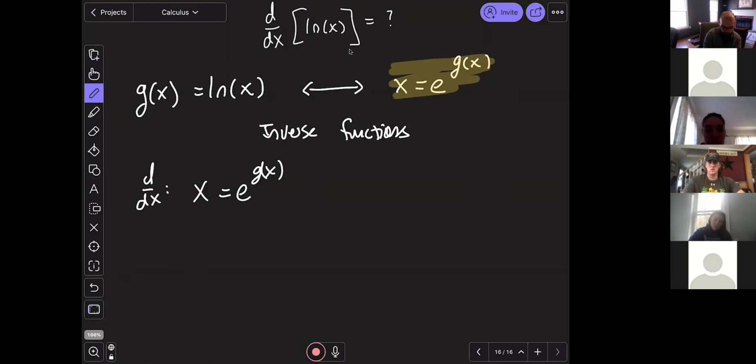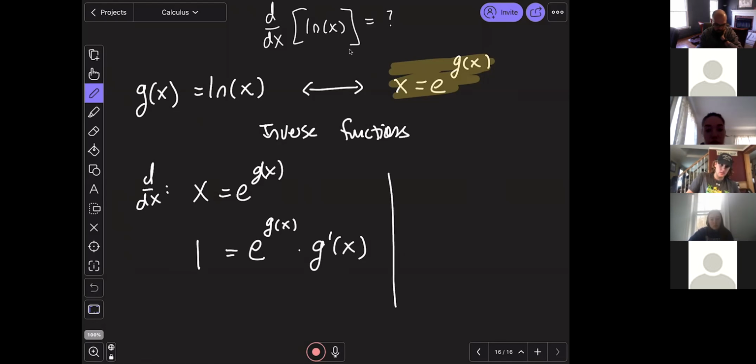So I'm going to take the derivative of x, and I'm going to take the derivative of e to the g of x. The derivative of x is just 1. And the derivative of e to the g of x is e to the g of x times the derivative of our inside function. We're going to use chain rule here, and I get e to the g of x times g prime of x. And so g prime is actually the derivative of natural log.